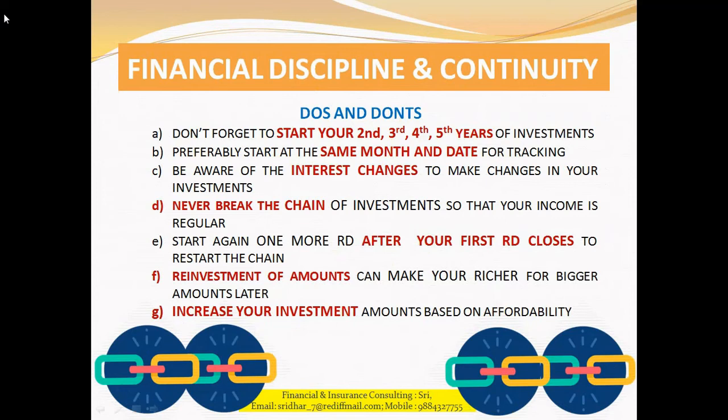Okay, now see this. Do's and don'ts. As I told you, second year, third year, fourth year and fifth year, continue the investments. Month and date should be kept the same as much as possible so that it is good for your tracking and so that your investments are also maturing on the same date. Okay. Now, interest may change in the course of time.